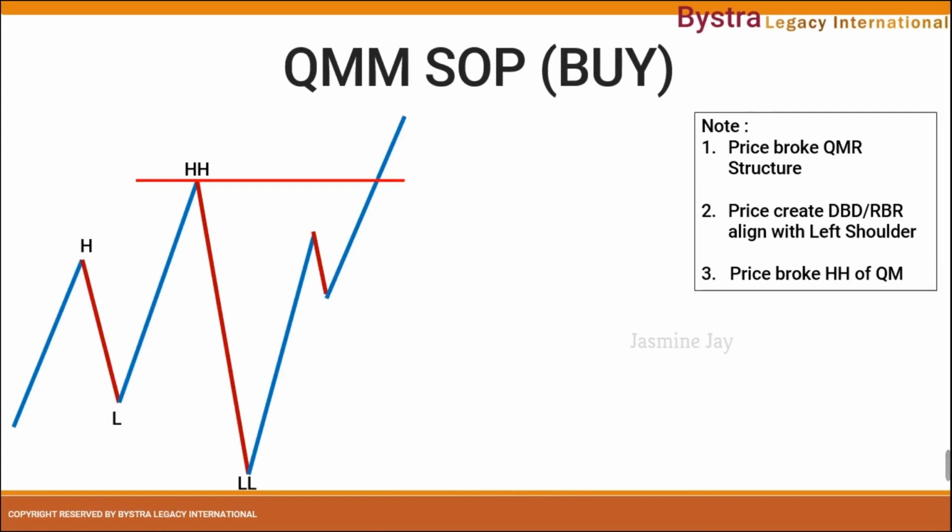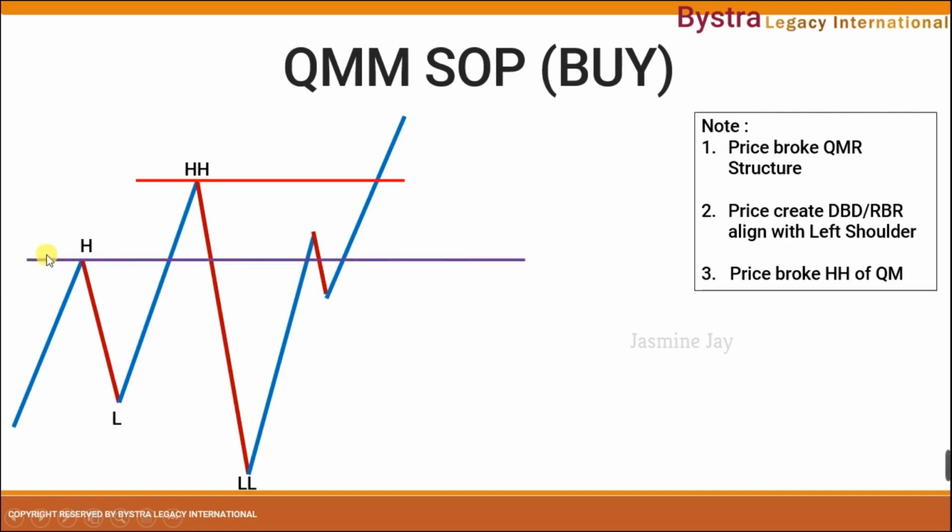Now let's look at the QM manipulation SOP for buy setup. The same goes with the structure. They have a high, low, higher high, lower low. Now price has broken the QMR structure and it has created an entry point for us, which is the rally base rally for buy setup. And at the same time, price has broken the higher high of the QM head. Therefore, with these three, we can see that this is a potential QM manipulation for buy setup.